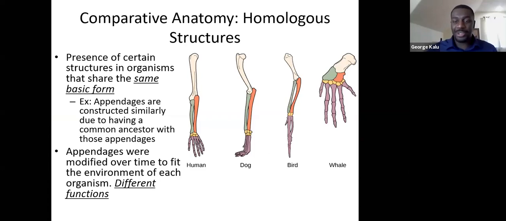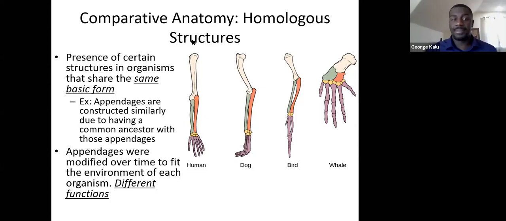One of the tools, and I'm very glad you brought that up, is that there are certain tools we can use to help us identify whether organisms are related to each other or not. One of the ways we can do that is by looking at the anatomy of specific organisms. So one thing we're going to look at first are homologous structures. Homologous structures are structures that have the same basic form but are used for different functions.